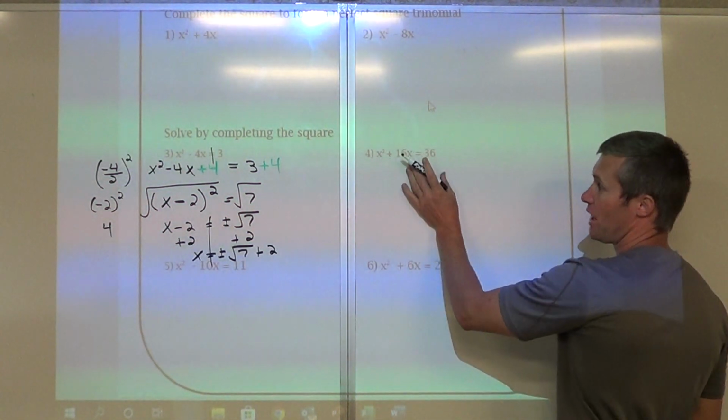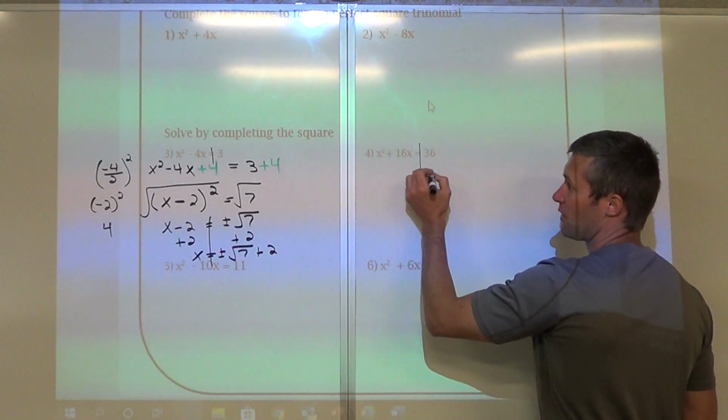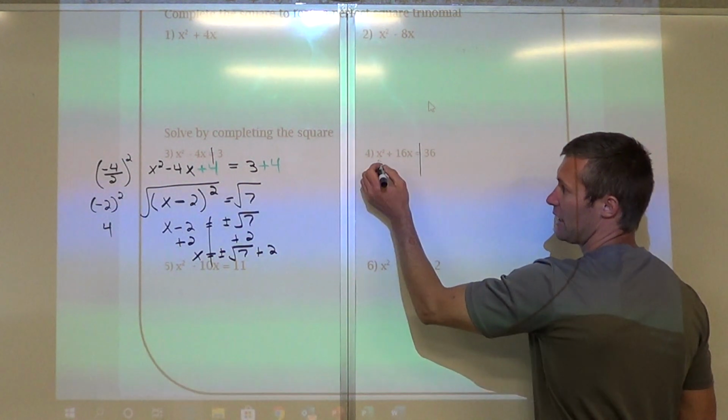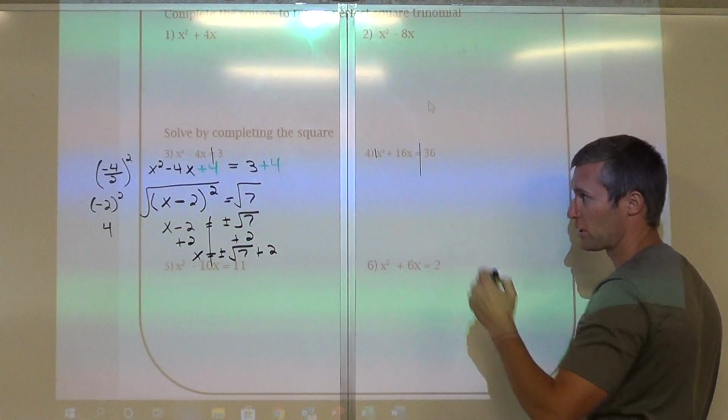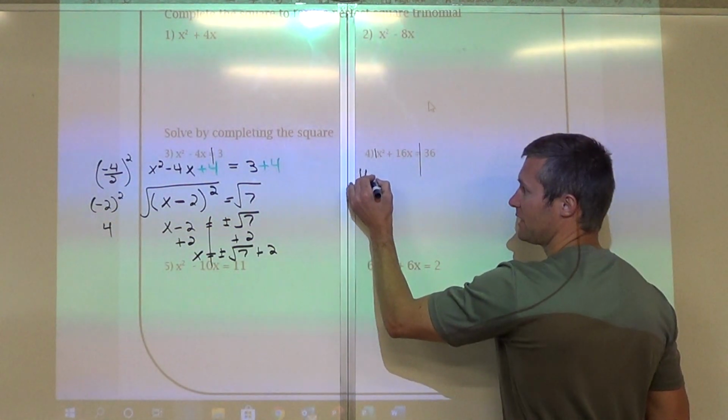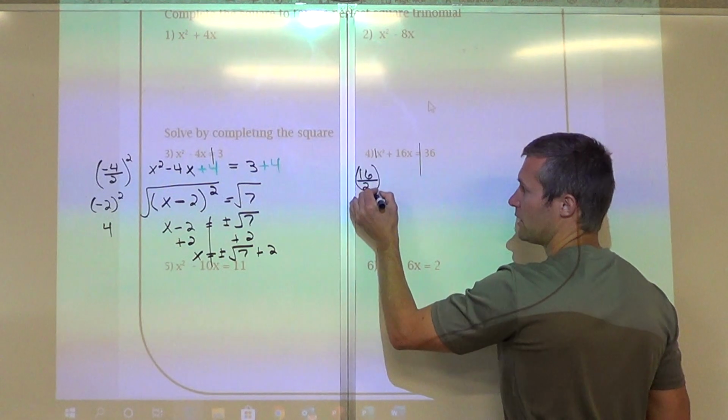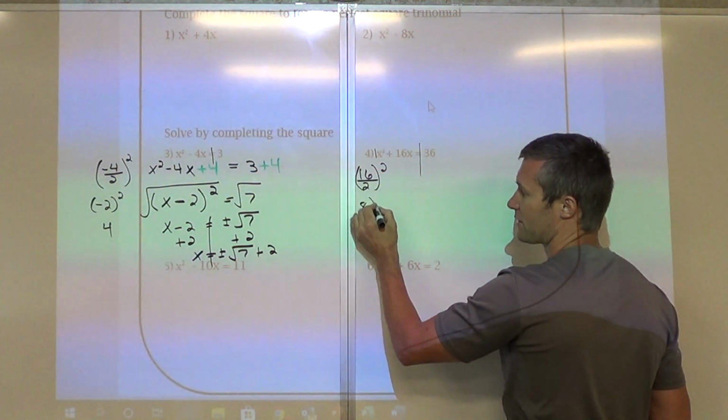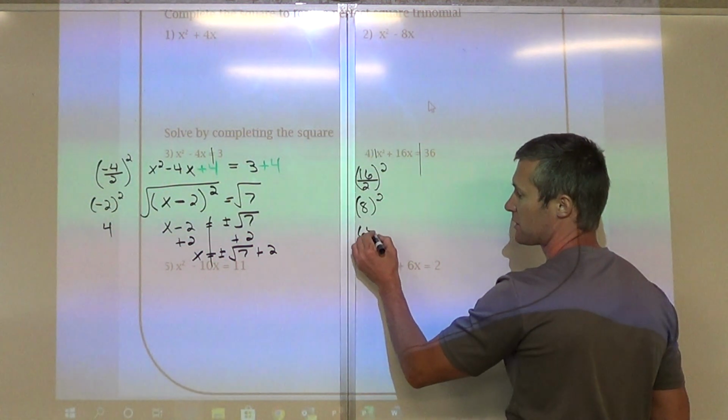Come over here, not worried about the left-hand side or the right-hand side. Just looking at here, my first term is 1, so we're good there. So we're going to take 16, divide it by 2, and then square it. So that's 8 squared, which equals 64.